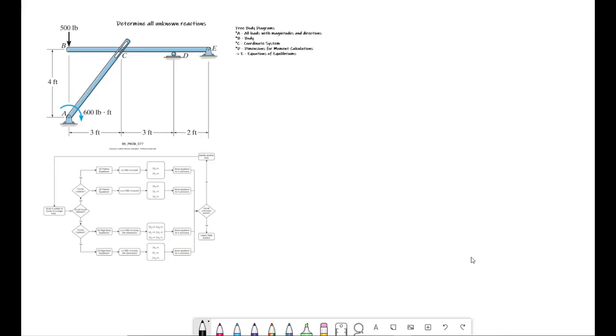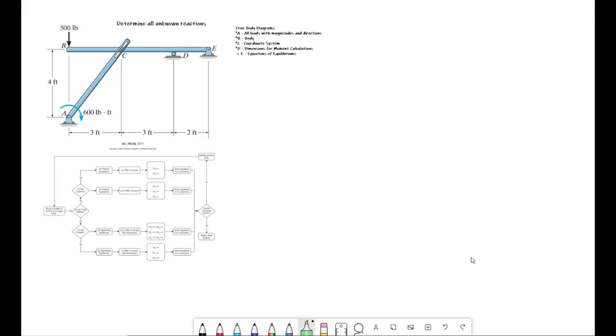For example, AC here has an applied moment, so that's clearly a multi-force member, and BDE here also has forces applied at B and D and E, making it a multi-force member. So we have a frame because there's no motion, it's meant to be static, and there are multi-force members.